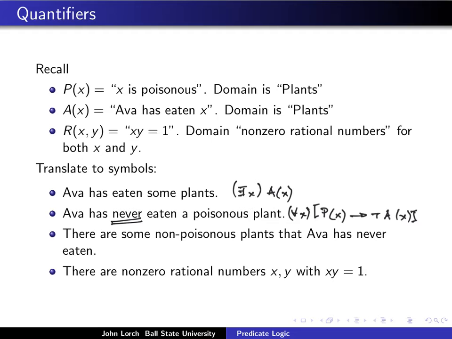All right, now on to the third bullet point. So there are some non-poisonous plants that Ava has never eaten. So the "some" sort of indicates that we're going to be using the existential quantifier. So there exists some plants that are non-poisonous, so not P of x, that Ava has never eaten.